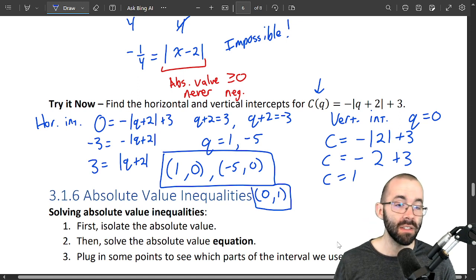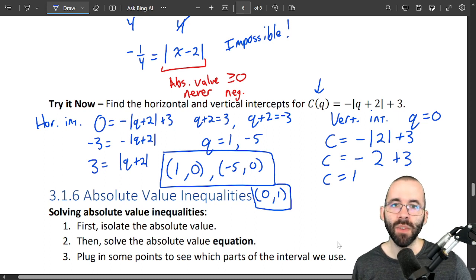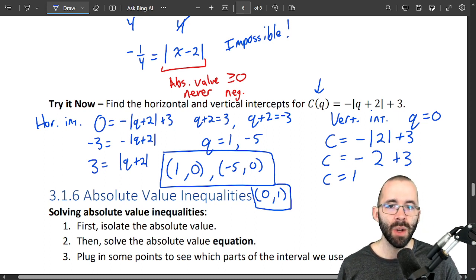And those are all 3 intercepts. The 2 horizontal intercepts, 1 vertical intercept. If you graph this function, you're going to see the same thing. Let me know if you have any questions, and bye-bye.